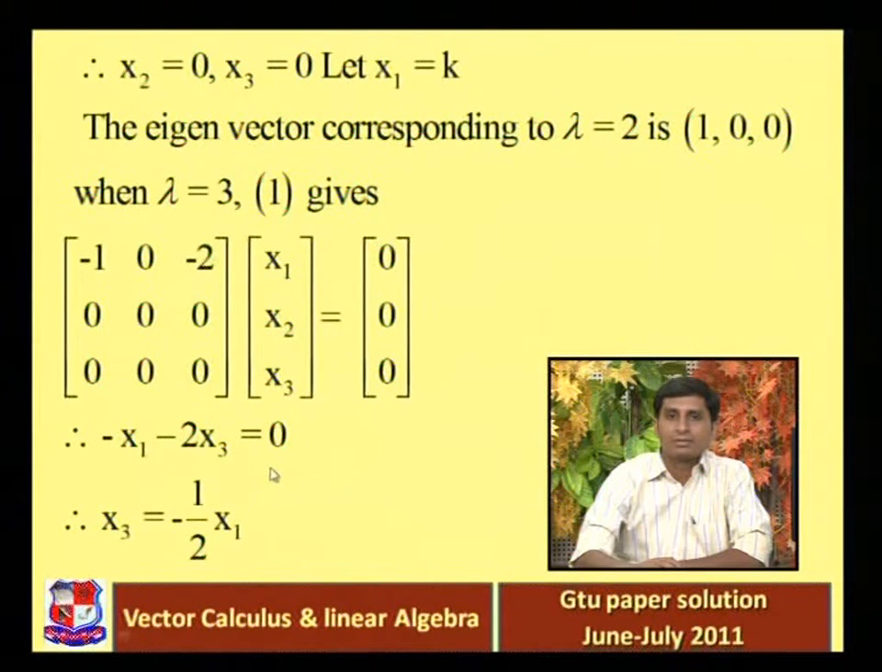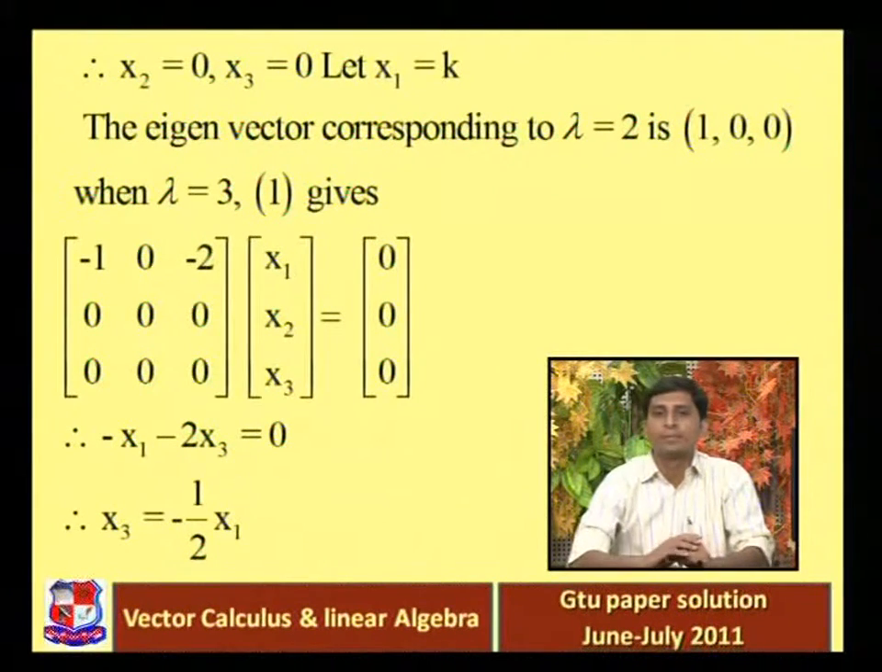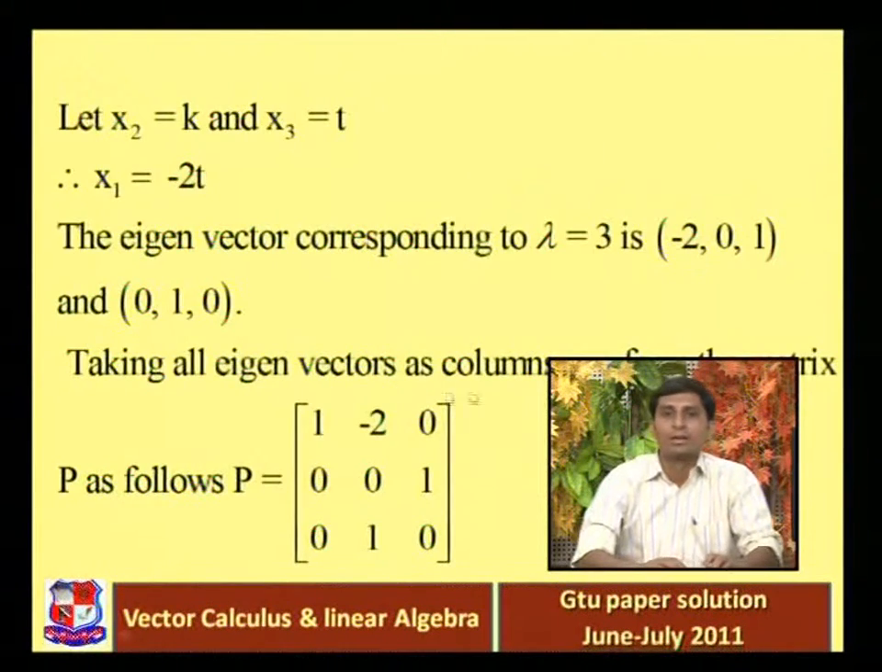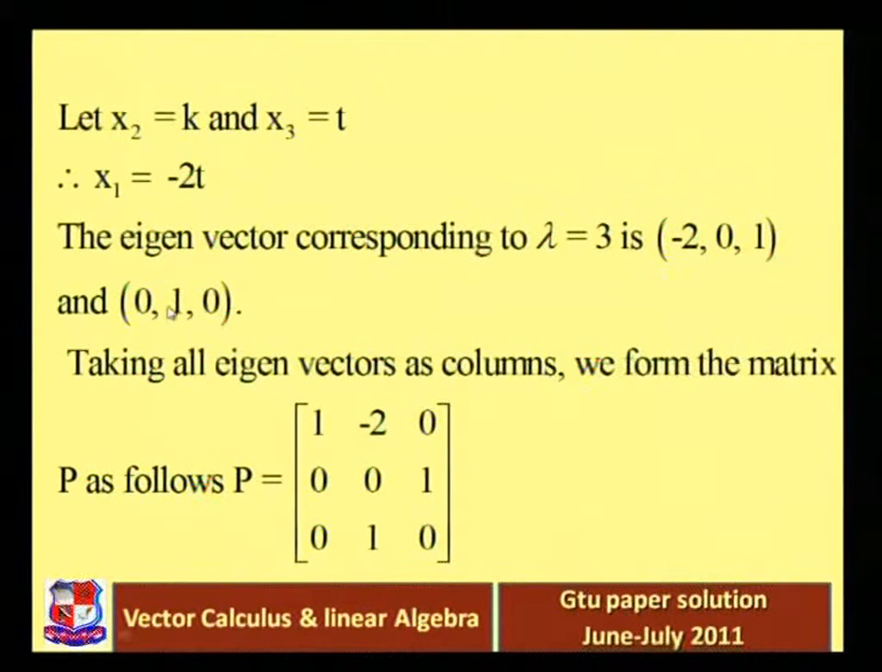So that's why you will get the eigenvectors corresponding to lambda is equal to 3. One eigenvector I already told you, 0 1 0, and another eigenvector is, we take x3 is equal to t, so x1 is equal to minus 2t, so you will get minus 2 0 1, okay, minus 2 0 1 and 0 1 0. These two are eigenvectors corresponding to lambda is equal to 3. So minus 2 0 1 and 0 1 0.